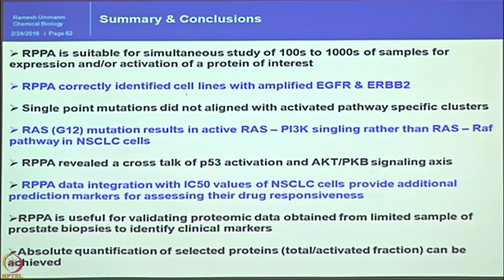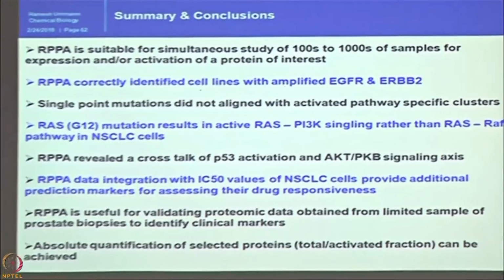The RPPA revealed a crosstalk between P53 activation and AKT, which was not known earlier. The RPPA data integration with IC50 values has provided additional markers. It is also useful for validation of proteomic data obtained from limited samples and absolute quantification of selected proteins, either total or activated fraction, which can be achieved per cell in fact. So, this kind of experiment can be done using the RPPA approach.